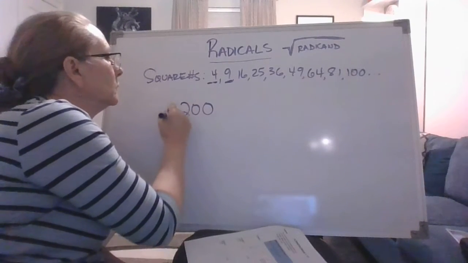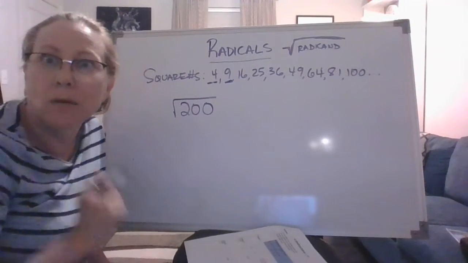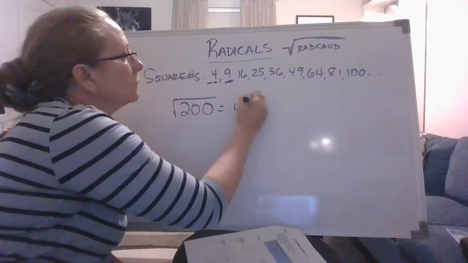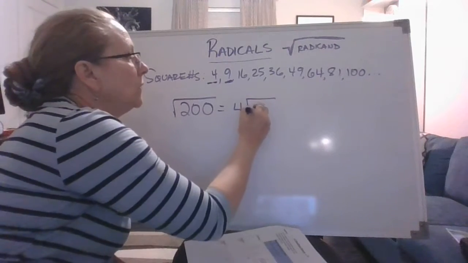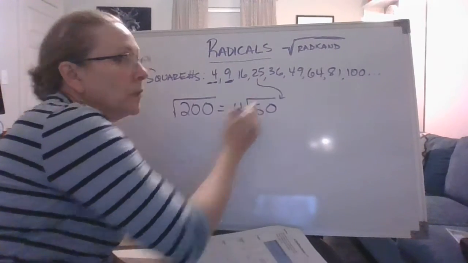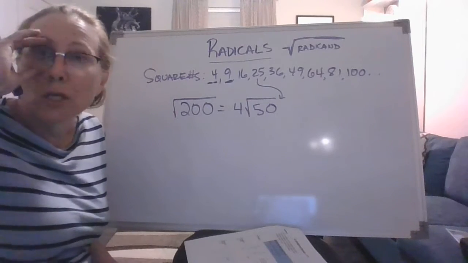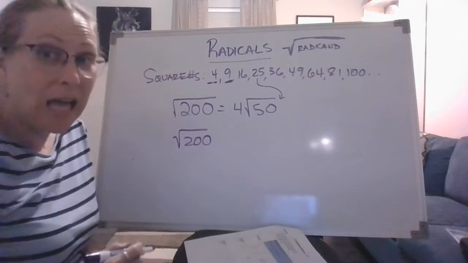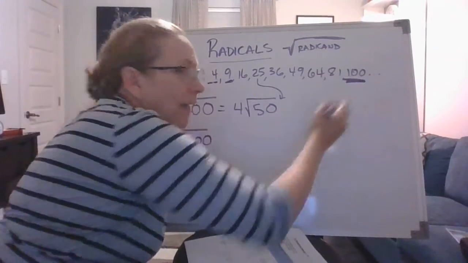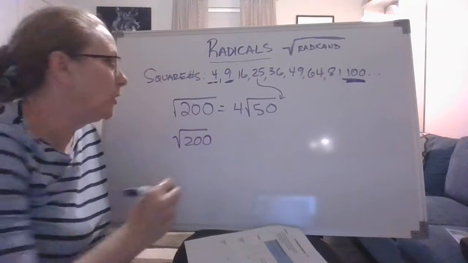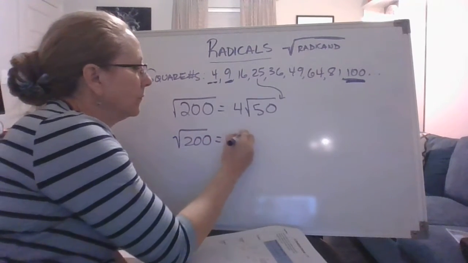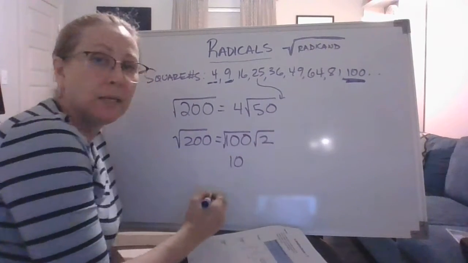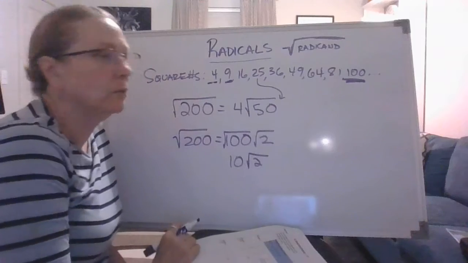Next one, 200. Like, I can take 4 out of that. You can. But what happens is you get 50. Can't you take 25 out of 50? Yes. So the problem here is, take the highest perfect square out of it and it'll shorten your work. The square root of 100 times the square root of 2 gives you a simplified answer of 10 root 2.